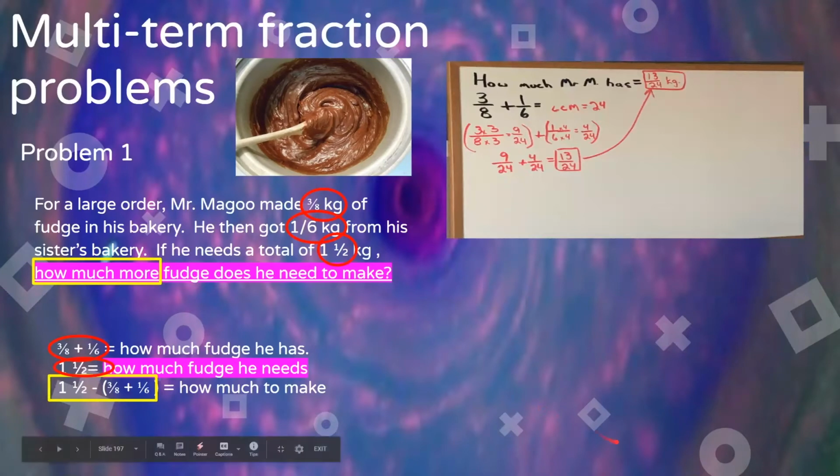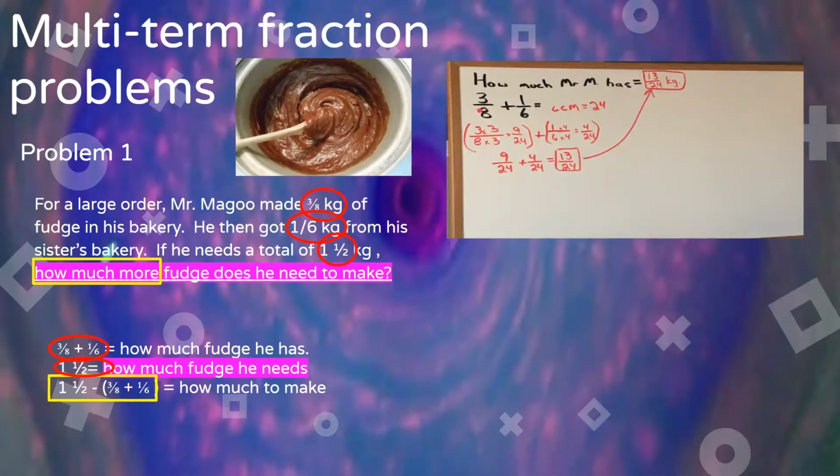So let's look at how he solved the problem. He took 3/8 and 1/6. He knew what he had, and then he knew how much he had to make. So I wrote the solution out on my board, and it's how much Mr. Magoo has. He has 3/8 and 1/6. And what we need to recognize first is, what is our lowest common multiple? It's not 12, but it's 24.